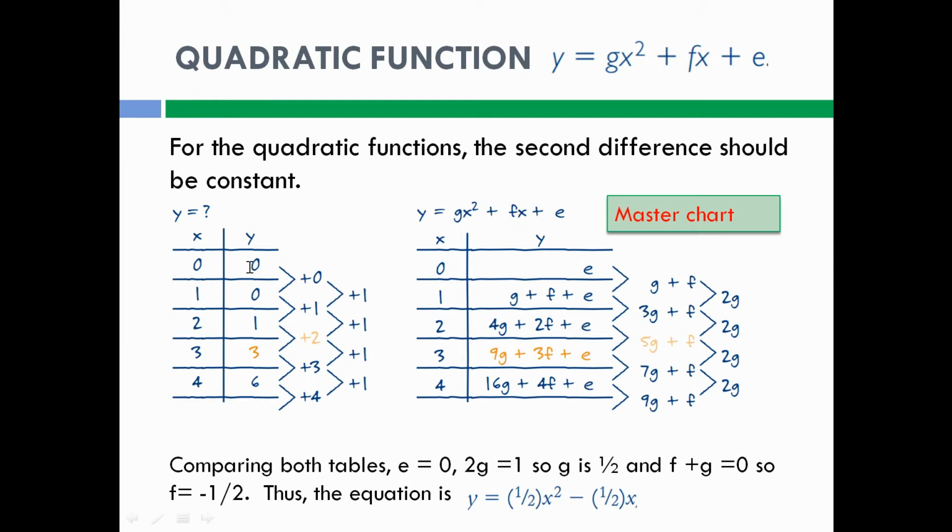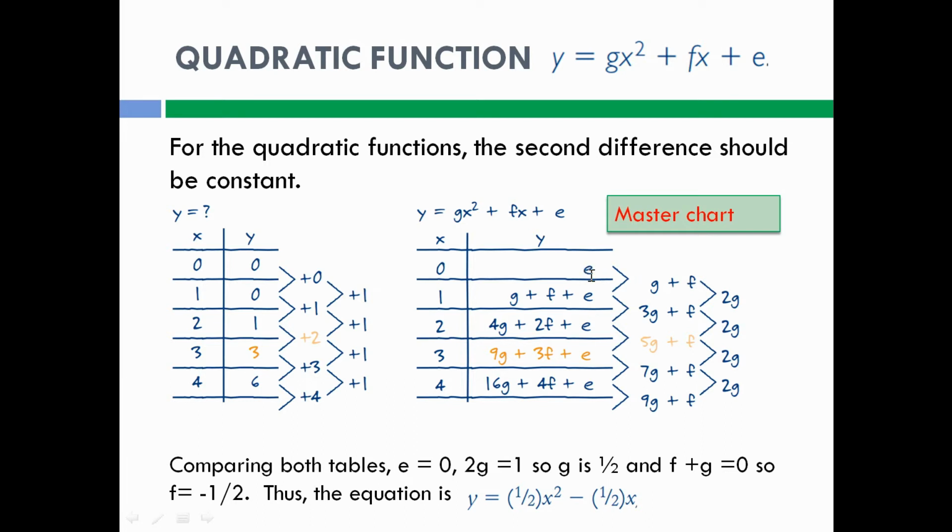Once you know that this represents a quadratic function, you really need to have your master chart with you. You'll compare these values from here to these values from here. The easiest way is to look at the furthest point of the chart and compare it to the furthest point from your number chart. In this case, I can see that 2g equals 1. That means g is half, and g is the first value. Looking at this row, g plus f equals 0. G is 1/2, so f will be -1/2.